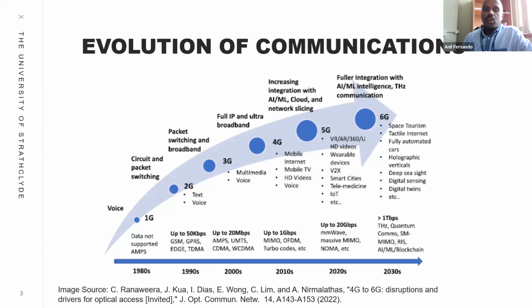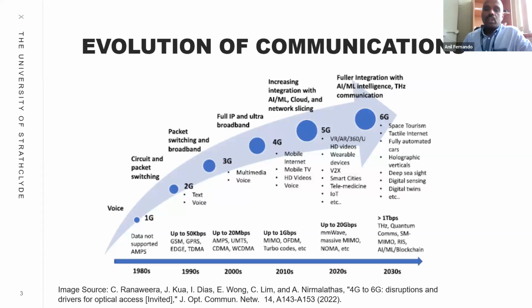And people are talking about increasing the data rate to somewhere close to 1 terabit per second. It's a massive increase again, from 20 gigabits per second to somewhere close to 1 terabit per second.